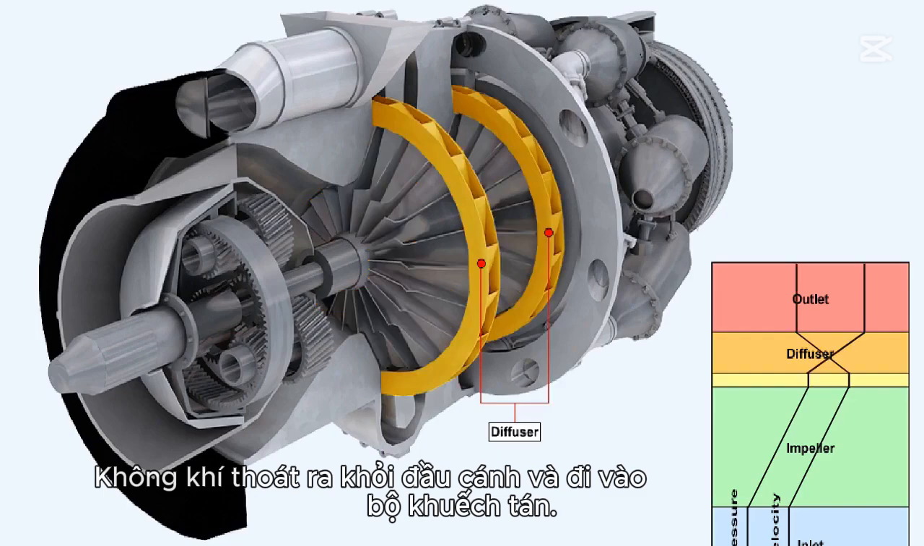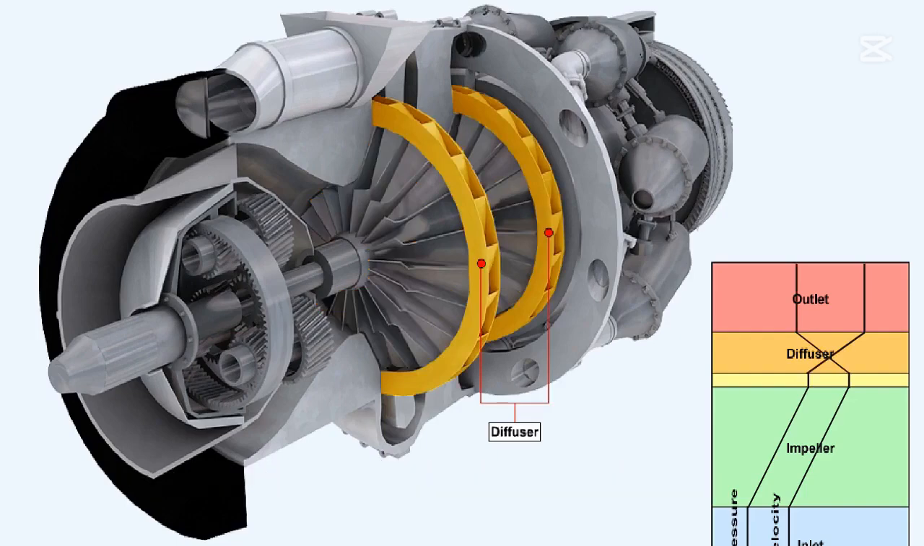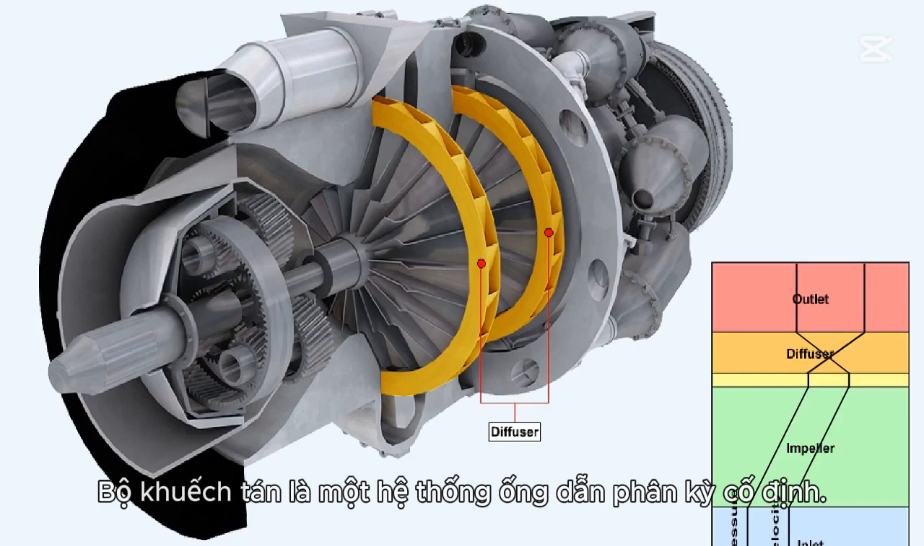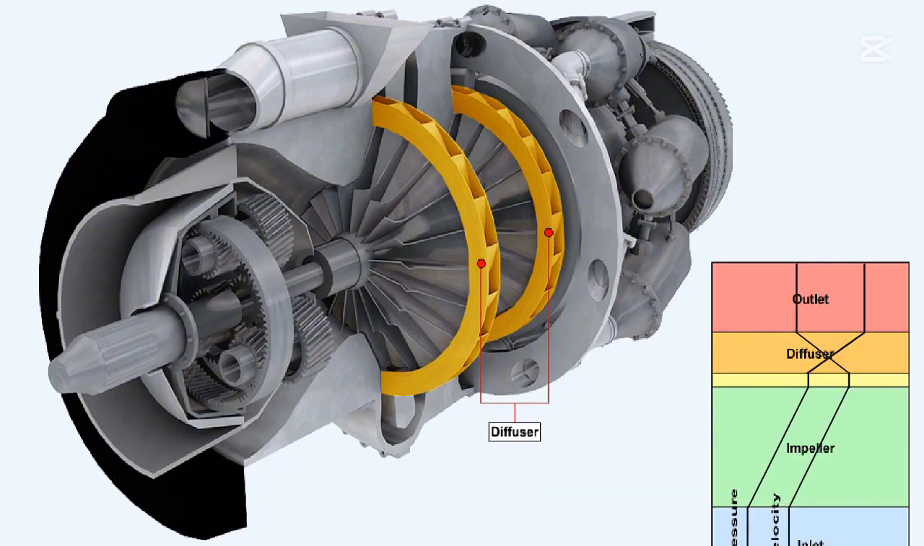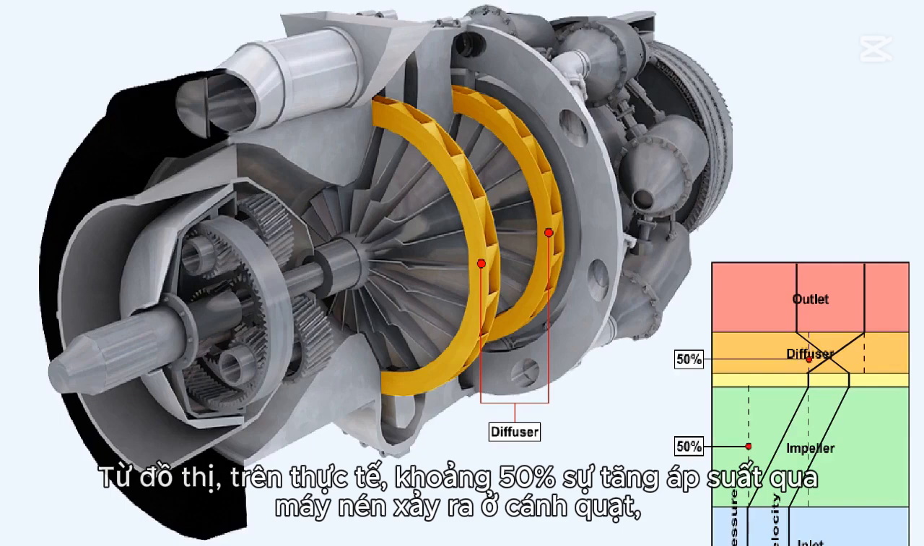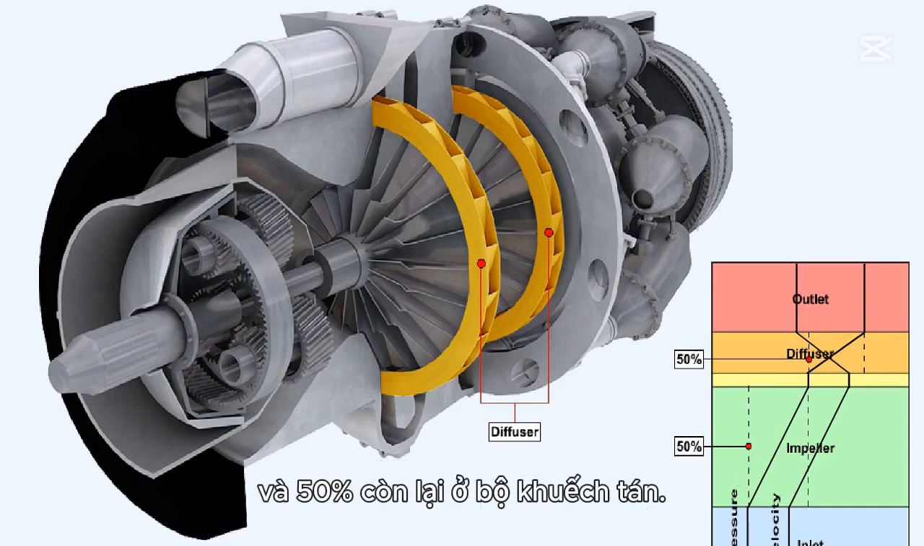The air leaves the tip of the impeller and passes into the diffuser section. The diffuser section is a system of stationary divergent ducts. The ducts are designed to convert the kinetic energy of the airstream, its velocity, into potential energy, pressure. As you can see from the graph, in practice approximately 50% of the pressure rise across the compressor occurs in the impeller, and the other 50% in the diffuser section.